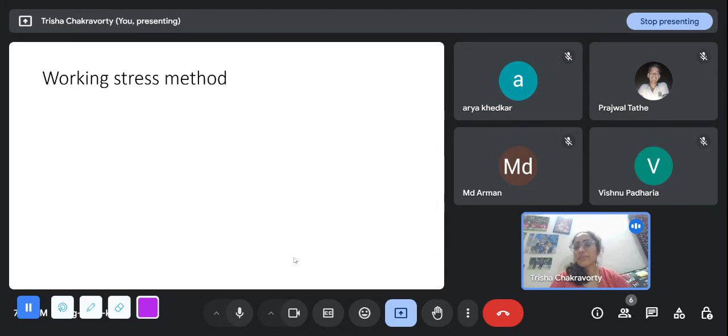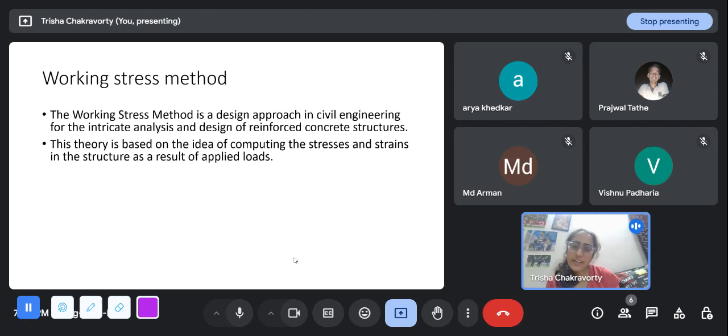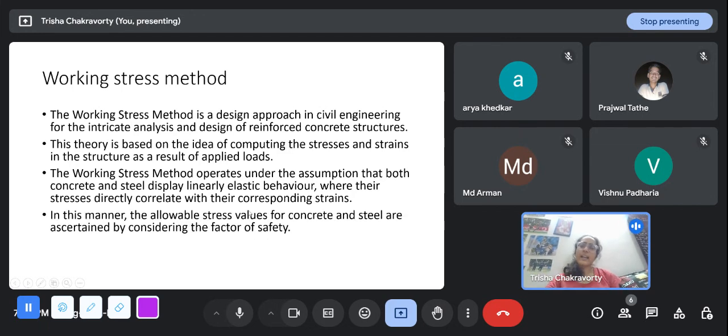So this is a brief look at the working stress method. The theory is based on the idea of computing the stresses and strains in the structure as a result of applied forces. This operates under the assumption that both concrete and steel display linearly elastic behavior, where the stresses are directly correlated with their corresponding strains, and the allowable stress values for concrete and steel are ascertained by considering the factor of safety.